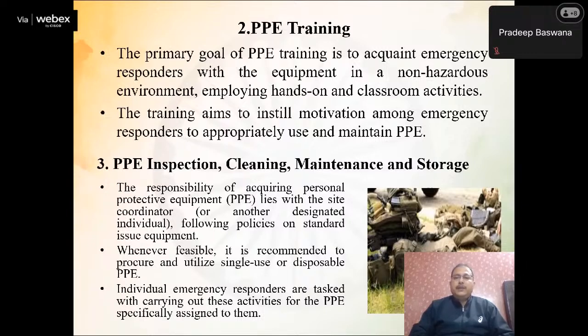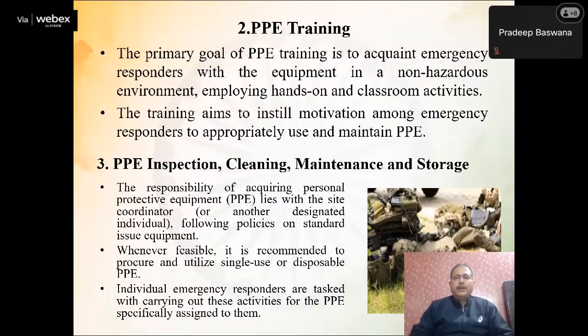The training aims to instill motivation among emergency responders to appropriately use and maintain PPE. So during peacetime, if he or she is able to use this PPE in a proper, mannered way, then in case of emergency, definitely there is a 99% chance that he or she will respond in a very proper way. So training is much required. Similarly, as we all are trained in case of CBR and exigencies, definitely we will try to help whosoever is in the organizations. Third, after medical and PPE training, comes PPE inspection, cleaning, maintenance, and storage.